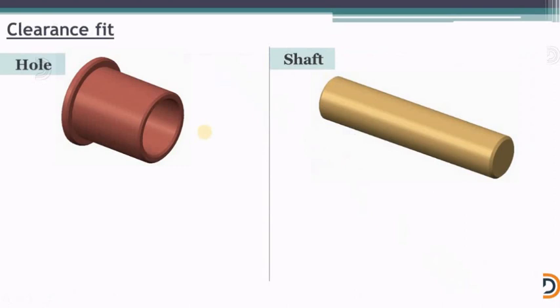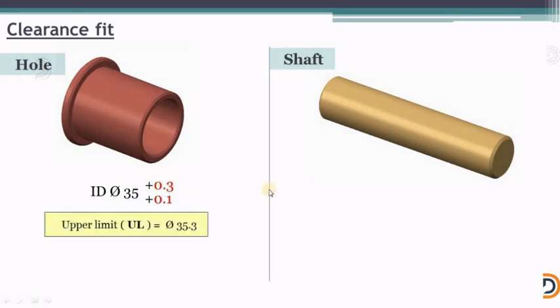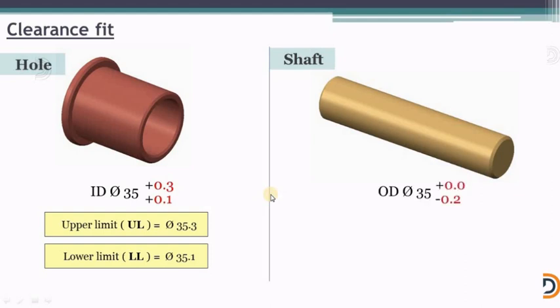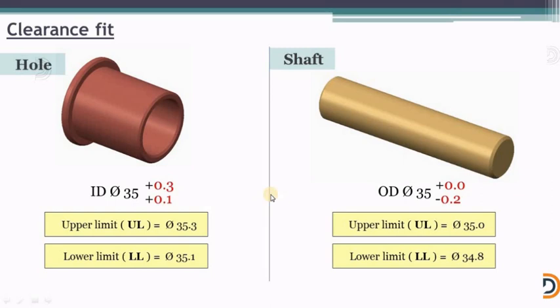Now let's start with the clearance fit. To understand this practically, let's take an example. Here we have a bush with an inside diameter of 35 mm with a tolerance of plus 0.1 and plus 0.3. Now here the upper limit will be 35.3 and the lower limit will be 35.1. Like the hole, we will take a shaft having a diameter of 35 mm with a tolerance of plus 0.0 and minus 0.2. So after making the addition, we get an upper limit of 35.00 and a lower limit of 34.8.